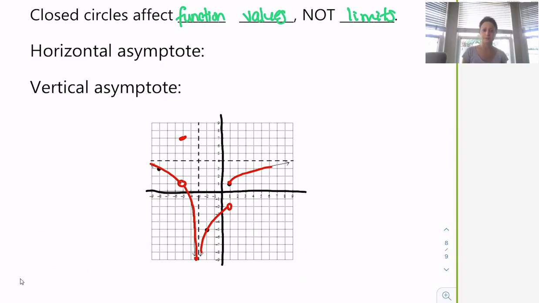Now what about horizontal asymptotes versus vertical asymptotes? Here's a look at a horizontal asymptote, right? For a horizontal asymptote, x is not approaching a certain number. x is either approaching negative infinity or positive infinity. So for a horizontal asymptote, would you write this please, it would be the limit as x approaches negative infinity of f of x, or the limit as x approaches positive infinity of f of x.